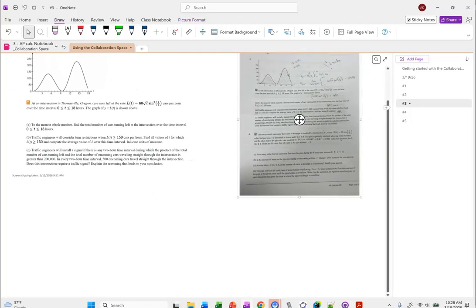All right, let's see. At an intersection in Thomasville, Oregon, cars turn left at the rate of L of t cars per hour from 0 to 18 hours. The graph of L of t is shown above. To the nearest whole number, find the total number of cars turning left at the intersection. So for that, it looks like you guys did this. And that is the right answer.